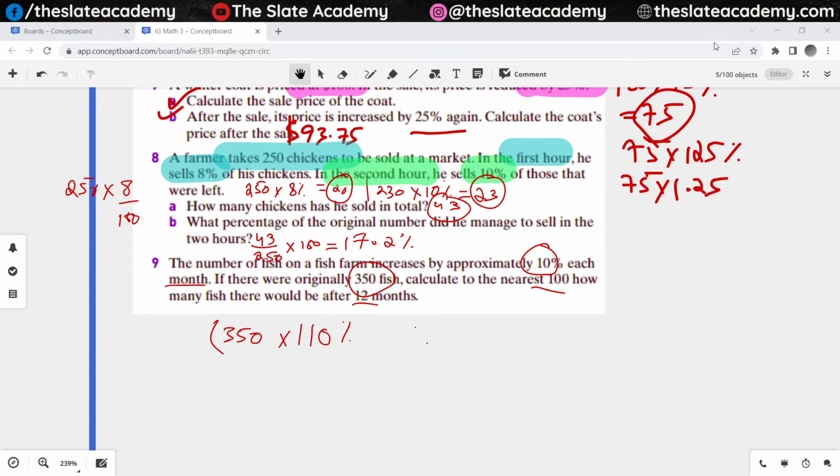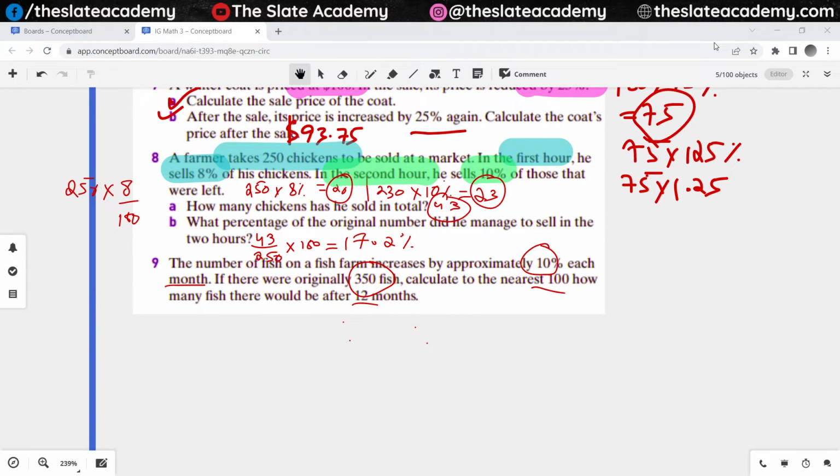So we can say 350, S is equal to P into 1 plus I raised to the power n. So 110% raised to the power 12. By the way, does any one of you know the formula for compound interest?